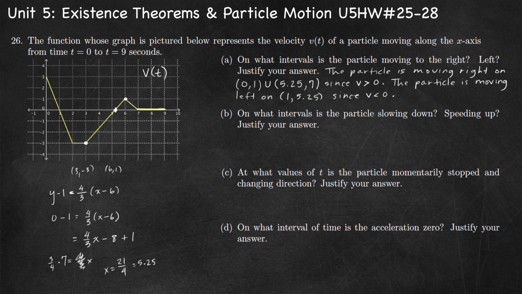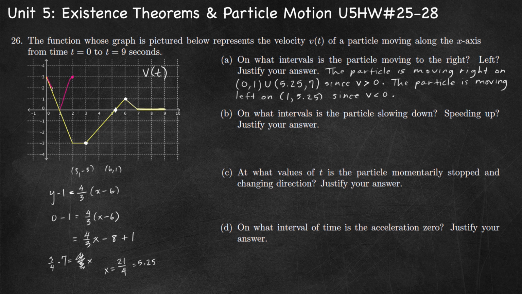Part B, on what intervals is the particle slowing down? So we have a couple of ways we can answer this question. I think one of the easiest ways would be to take the absolute value of our velocity graph. Let me change color. So if I take the absolute value, all of these negative velocities are going to reflect across the x-axis and become positive velocities. So instead of having this point at 2, negative 3, on the speed graph it becomes 2, 3, like this. It flips up like this.